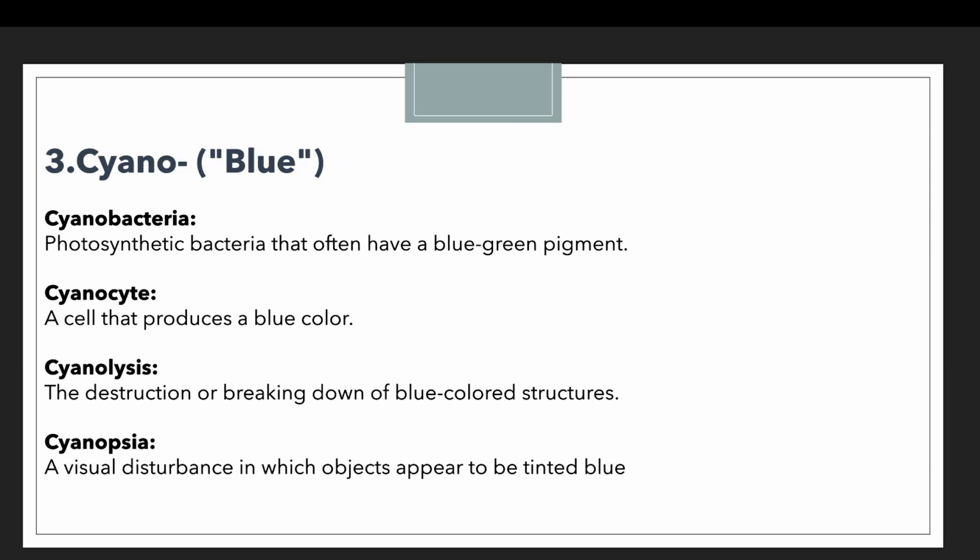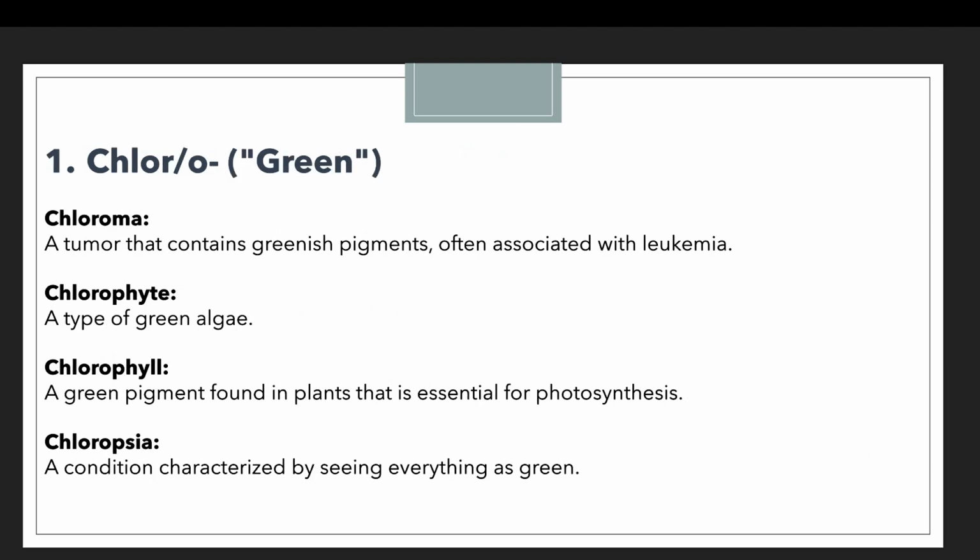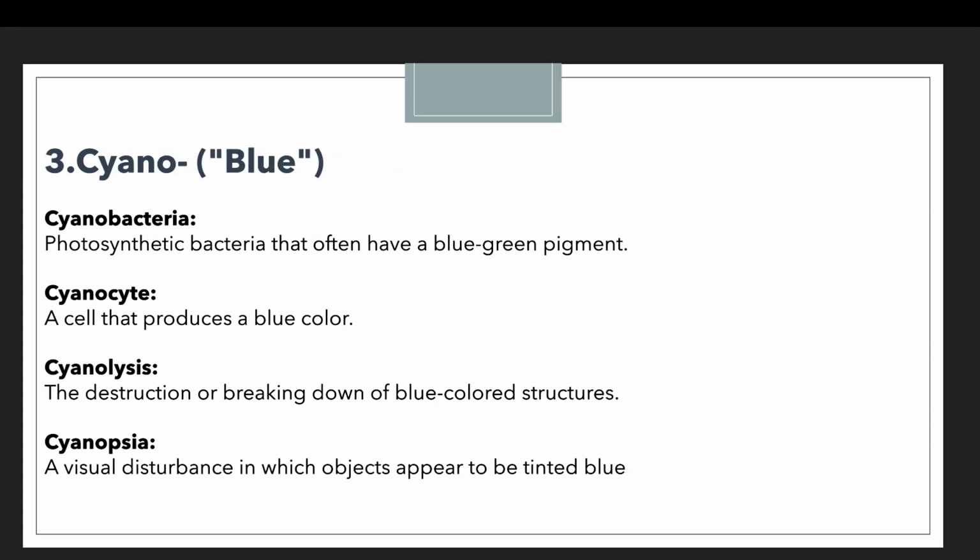And at last, we have another example for cyano, which is cyanopsia. Now, what is cyanopsia? It is a visual disturbance in which objects appear to be tinted blue. So we have discussed two diseases, right? First one is chloropsia, where everything is seen as green, and then we discussed cyanopsia, where everything appears to be tinted blue. But somewhere we are talking about color, that's why we are using either chloro or cyano.